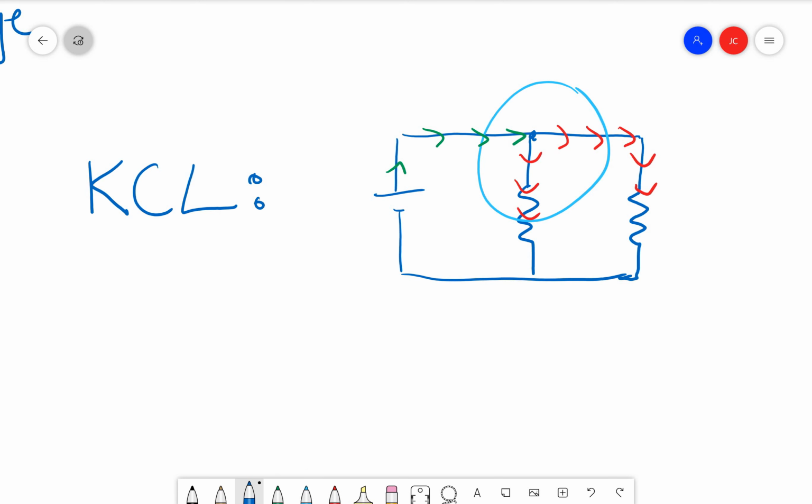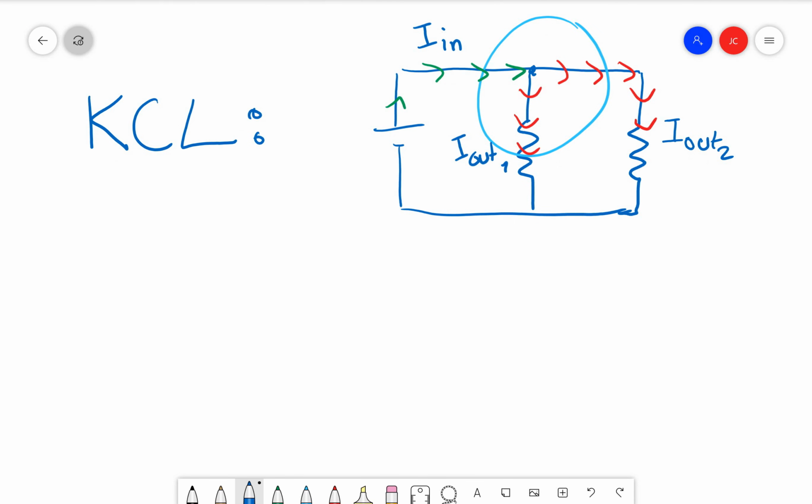If we give these all symbols, let's call this I in, because it's the current in. And this can be I out 1, because it's the first path out, and I out 2, because it's the second path out. Then Kirchhoff's current law tells us that I in is going to equal I out 1 plus I out 2. And this applies to any scenario where you have a junction. Where you have a junction, we always remember that the sum of the current path in is going to be the same as the sum of the current path out.